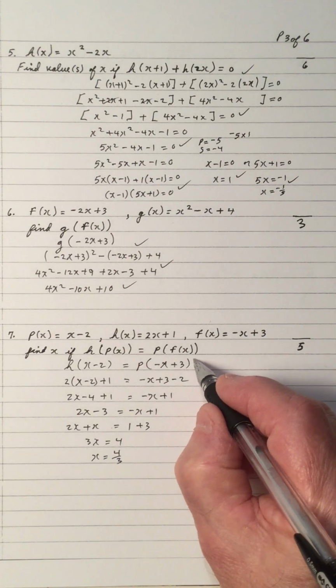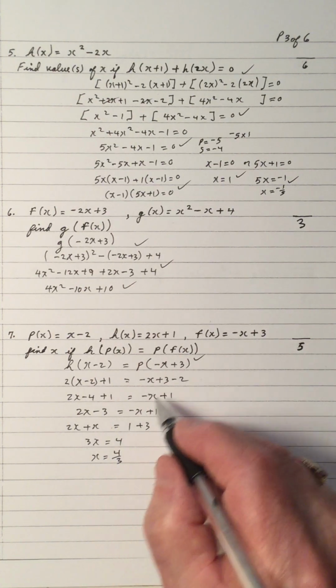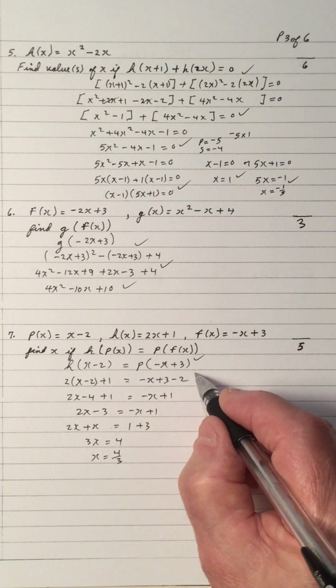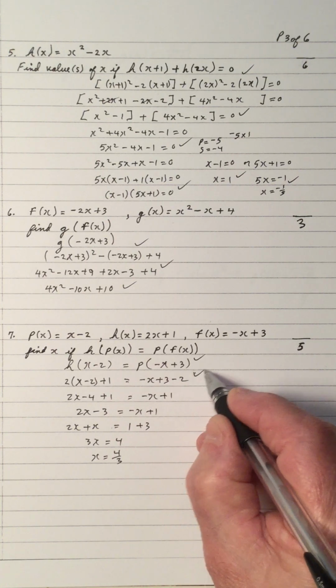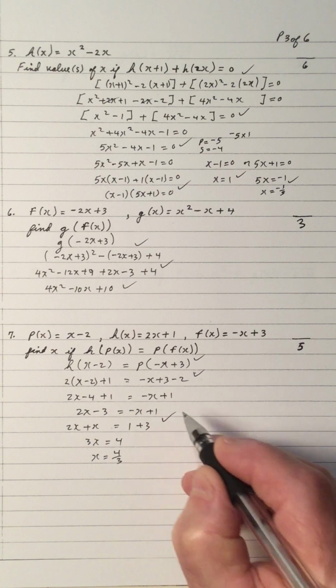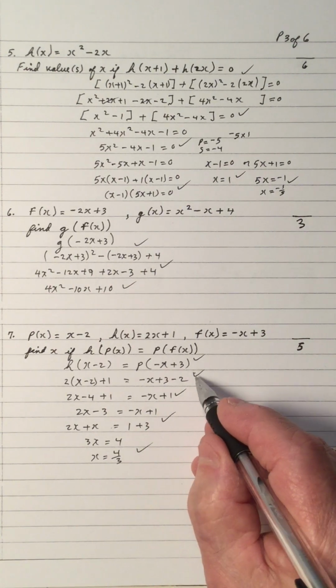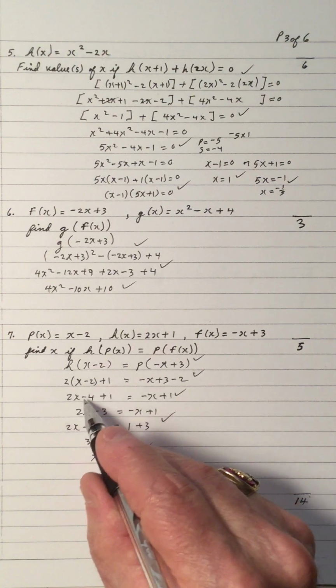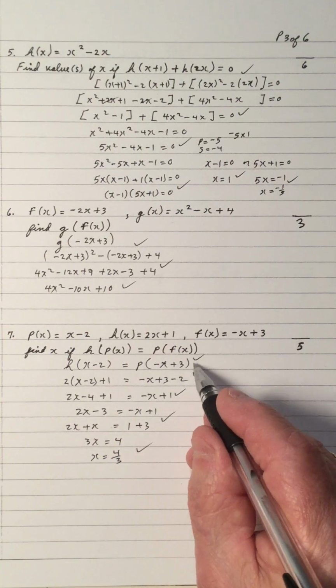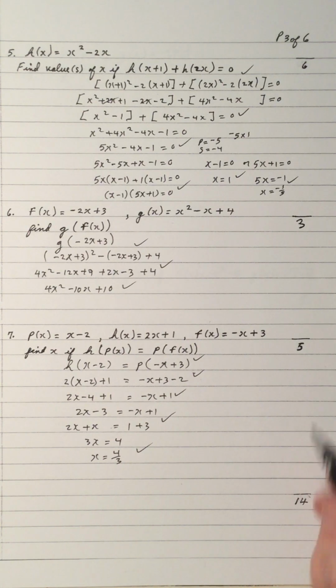If you wrote this down correctly, give yourself a mark. If you subbed it in here, give yourself a mark. If you simplified it to here, give yourself a mark. And so 1, give yourself a mark here. If you simplify this, so 1, 2, 3, 4, 5, 5 marks, 14 altogether.